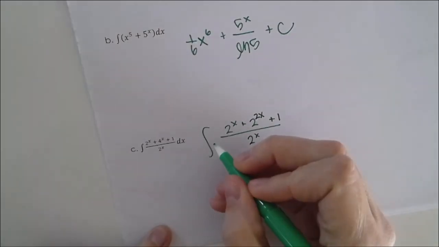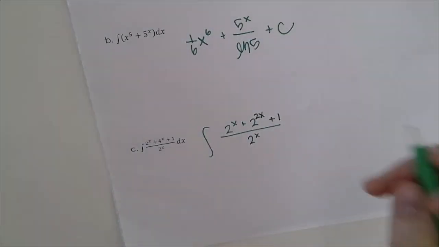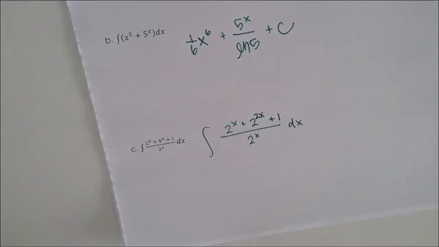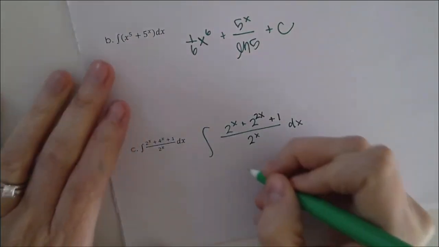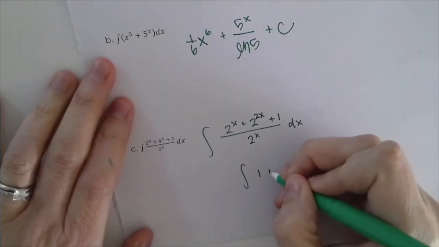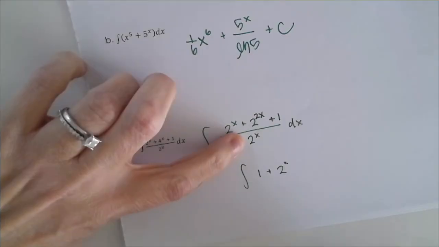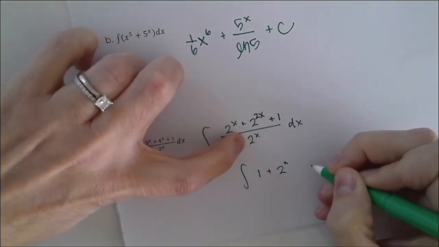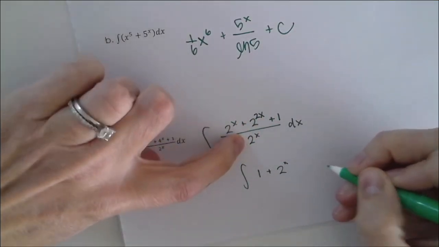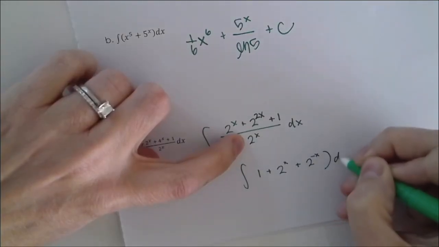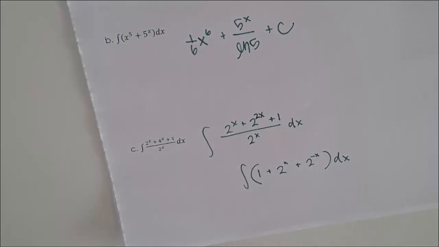Now, all of this looks very easy to simplify if we divide each one by 2 to the power of x. So 2 to the power of x divided by 2 to the power of x is just 1. Plus, here, if we subtract our exponents, we end up with just 2 to the power of x. And then we have 1 over 2 to the power of x, which you can leave like that, or you can rewrite it as 2 to the power of negative x. So this has a much easier method of being integrated.